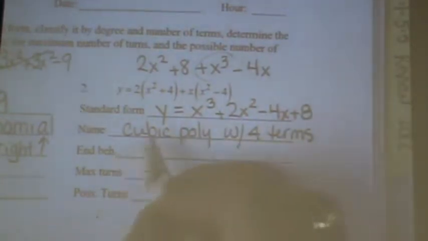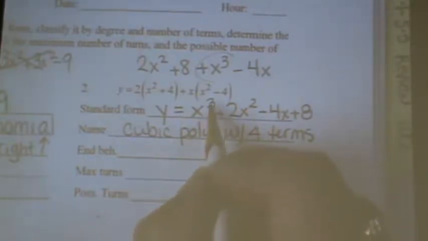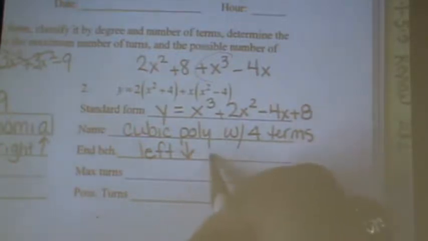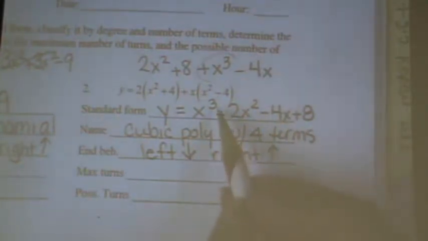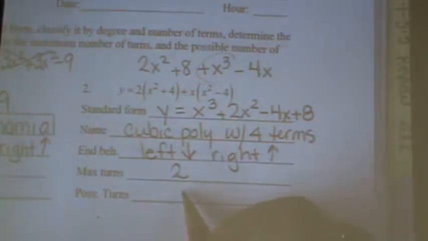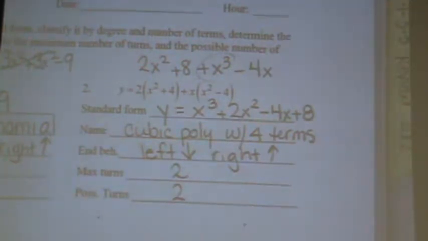The end behavior, because the leading coefficient is a positive and it's an odd degree, the left is going to go down and the right is going to go up. This is the one where it's opposite. The maximum number of turns, you go 1 degree less, so it's 2. And the next, any of the even numbers below 2 would be 0, so it's just 2. It's the possible number of turns. Questions?